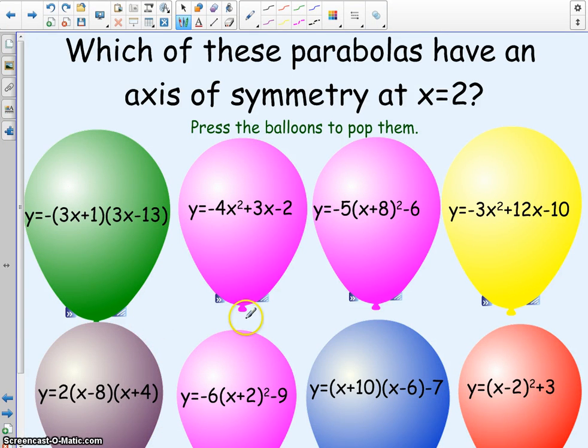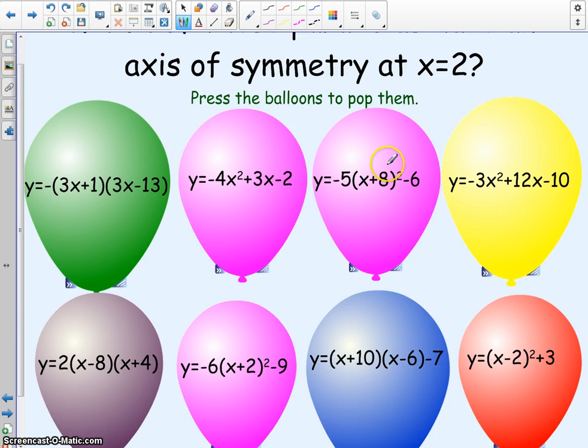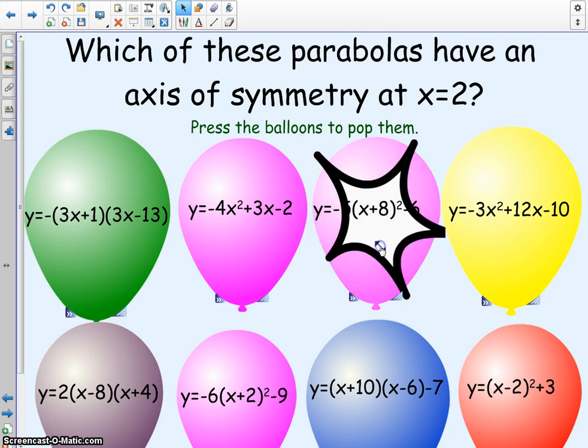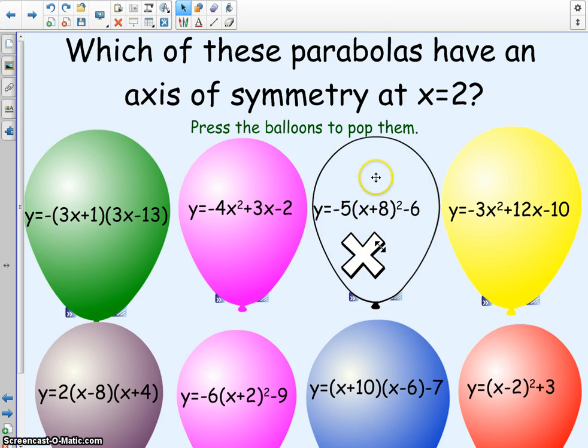Okay, so I'm actually going to start with ones in vertex form. Those are the easiest ones to work with. First one, this third one: negative 5 bracket x plus 8 all squared minus 6. That's in vertex form, so the axis of symmetry is right there. That's the h value. So in this case, the axis of symmetry is negative 8. So this is not one of the ones that we want. If I were to pop this one, it wouldn't be one that would be right.